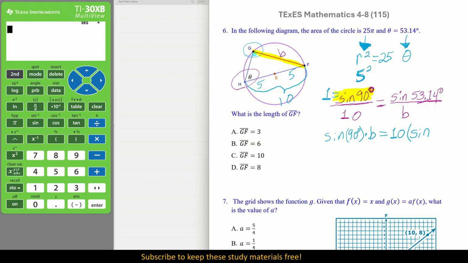Actually, let's not use the parentheses. Let's actually use our multiplication in the calculator. Sine of 53.14 degrees. That's what I want in the calculator.